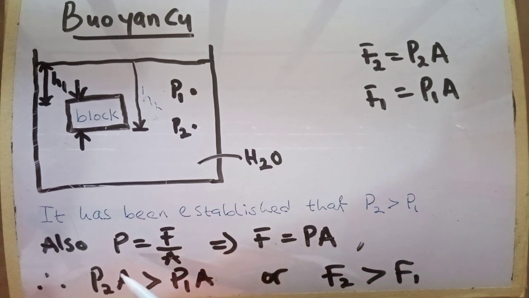So, if you now do your mathematics, since we already established that P2 is greater than P1, if you multiply by the area on which this pressure is acting, the same area, because they are made of the same block, it will still show that P2 multiplied by A is greater than P1 multiplied by A. Since P2 multiplied by A is force, we call it F2, and P1 multiplied by A is called force F1, therefore F2 is greater than F1.